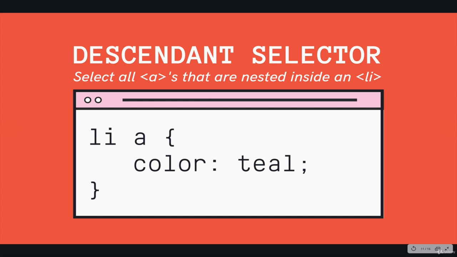It's very different than a comma. A comma is LIs and anchor tags. A space is anchor tags inside of LIs. So no LIs will be styled in this example. Only anchor tags if they're nested inside of an LI.